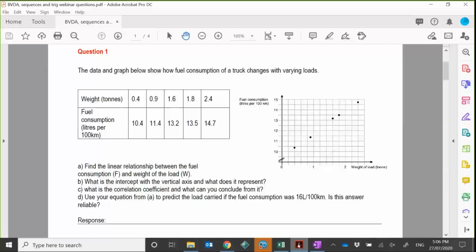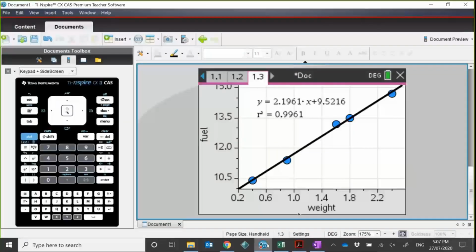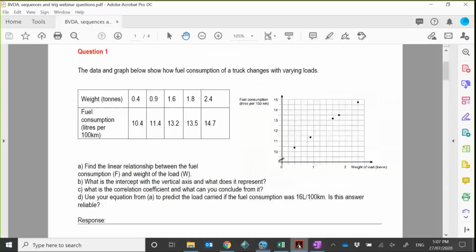Part B of the question, what is the intercept with the vertical axis and what does it represent? If you have a look at your graph again, where this straight line cuts the y-axis, that is the constant at the end of the equation, that's the 9.52. Now you have to say what that actually means. And what that means is if the weight we were carrying was 0, the fuel consumption would be 9.52 litres per 100 kilometres. So it is the fuel consumption when no load is being carried. Okay? So that's part B.